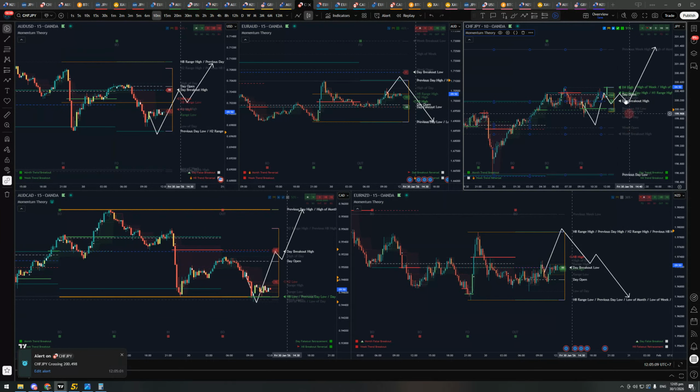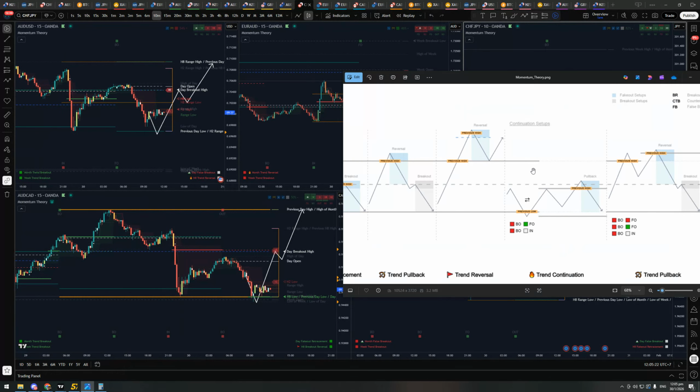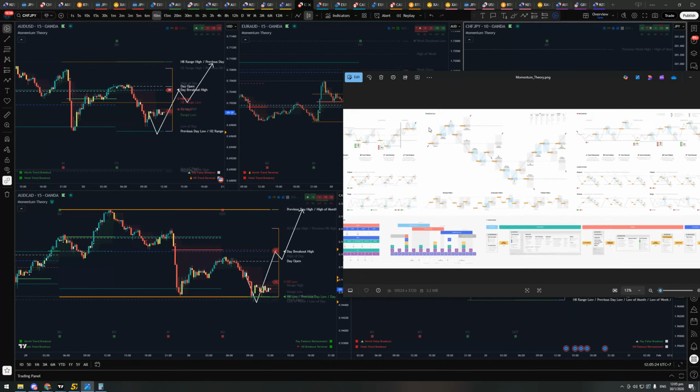Okay, interesting move here on Swiss yen. The 10-minute price has consolidation between two levels, came down, faked out the low, and now it is breaking out above the high. So this is a trend breakout setup. Trend breakout setup, bullish one.